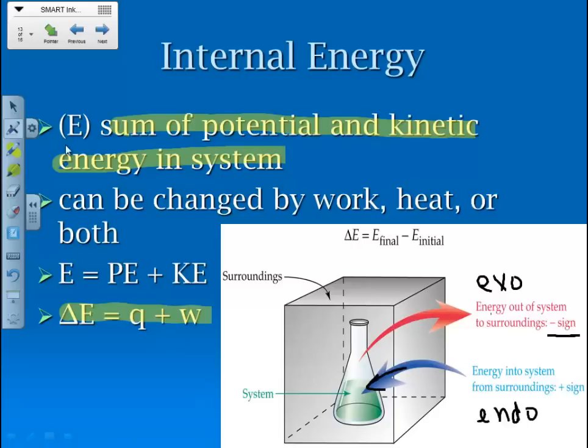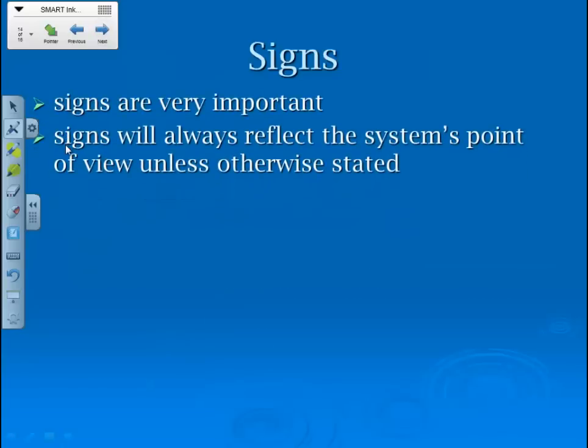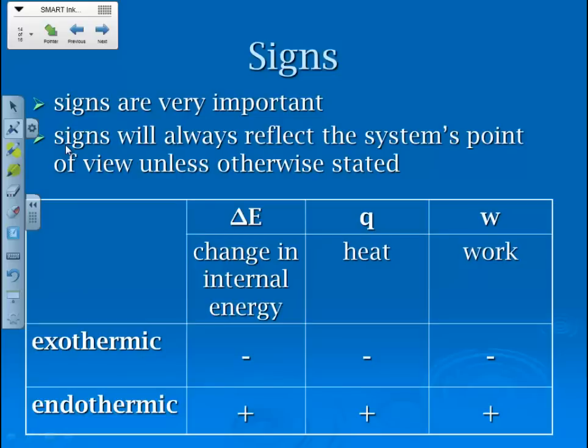Really driving home the surroundings versus system point. Now these signs are something that's going to be important. We're going to focus on these in some practice problems, but the signs will always reflect the system's point of view. We're going to see that it's not always absolute. We're going to talk about some situations where you have plus and minus, or opposite signs, between Q and W. We'll talk about whether it is what we refer to as spontaneous or not.